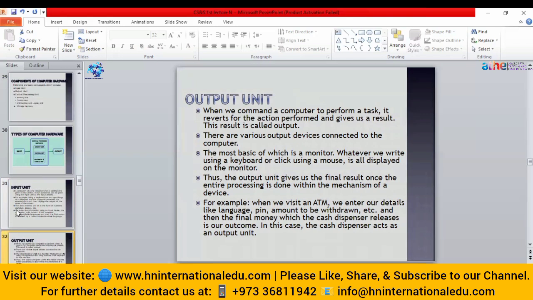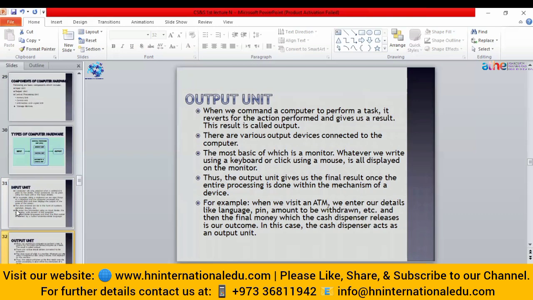Output unit is the reverse of the input unit. After processing, the output unit will receive the results. Those results are known as the information or the output. There are various output devices connected to the computer, such as monitor, printer, plotter, speakers, and projectors. The most basic is the monitor.